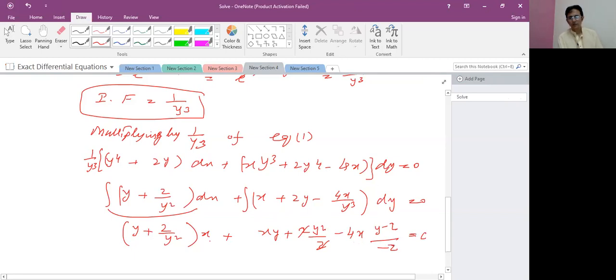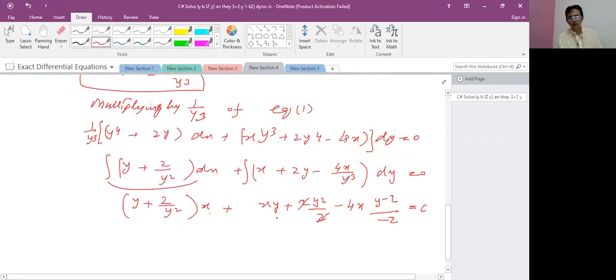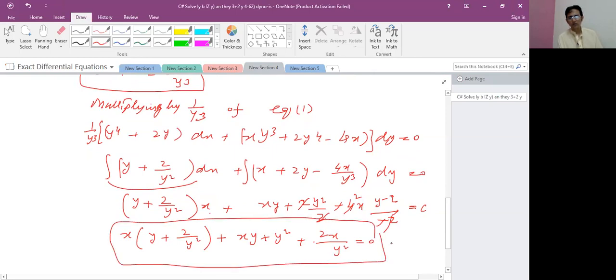It means if we simplify them, student, x into y plus 2 times y square plus xy minus y square, minus minus cancel, 2 to the 4. It means plus 2 times x upon y square. When we shift this term, it is equal to 0. This is called your solution.